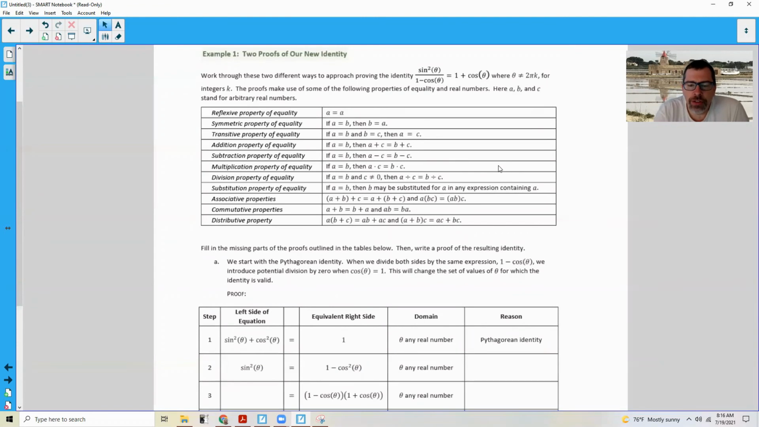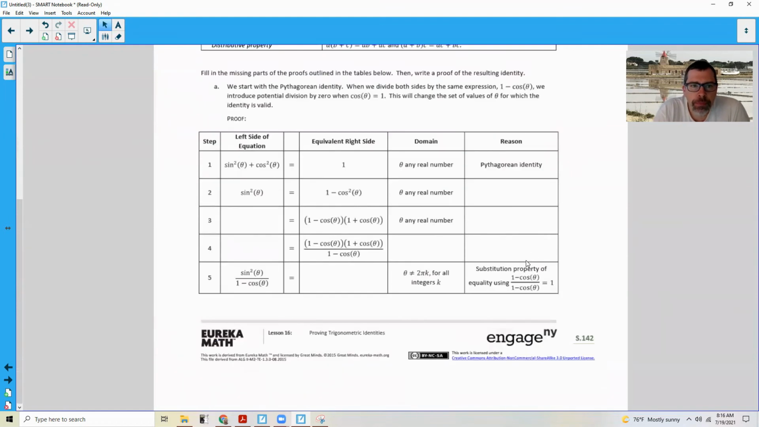So this table here is just a review of what you should already know coming into Algebra 2: reflexive, symmetric, transitive properties, properties of equality being addition, subtraction, multiplication, and division, and substitution, associative, commutative, and the distributive property. All those properties should be known. All right, fill in the missing parts of the proofs outlined in the tables below, then write the proof of the resulting identity. We start with the Pythagorean identity. When we divided both sides by the same expression, 1 minus cosine theta, we introduced potential division by 0 when cosine theta equals 1. This will change the set of values of theta for which the identity is valid.